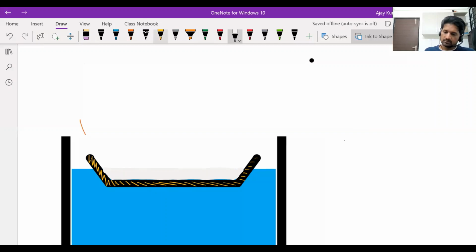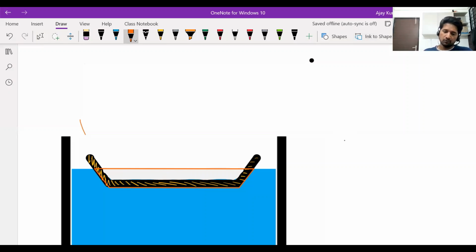Fine. So what will happen? The volume occupied by metal is fixed, but as the boat goes deeper and deeper, or as the boat enters into water, the volume displaced goes on increasing. And at one particular level, the weight of the liquid displaced will be equal to the weight of the metal. Means the buoyant force will be equal to the weight of the boat. It will settle at that level.